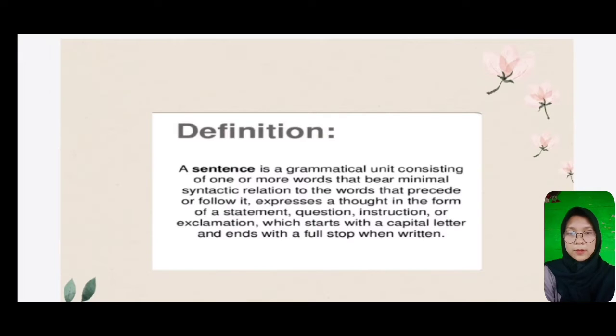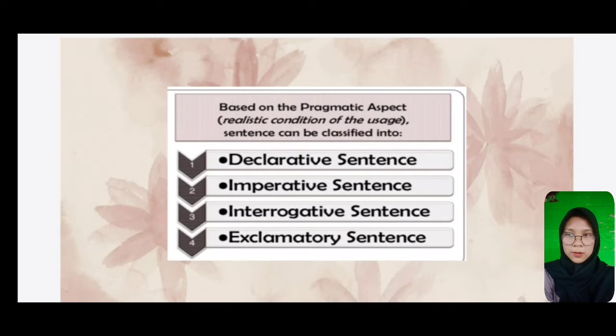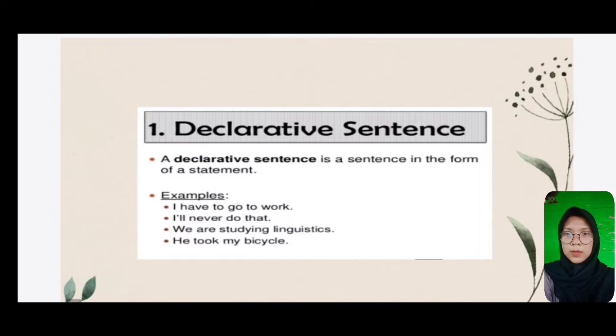So, what is a sentence? A sentence is a grammatical unit consisting of one or more words that bear minimal syntactic relation to the words that precede or follow it. Sentences can be classified based on categories of pragmatic aspect and grammatical structure. Based on the pragmatic aspect or realistic condition of use, sentences can be classified into: 1. Declarative sentence, 2. Imperative sentence, 3. Interrogative sentence, and the last, exclamatory sentence.